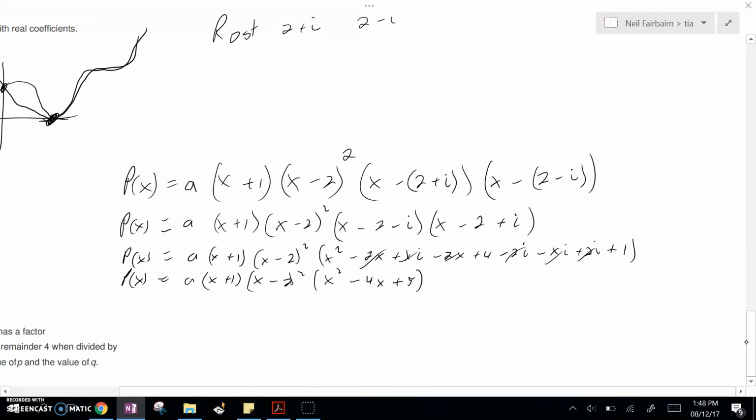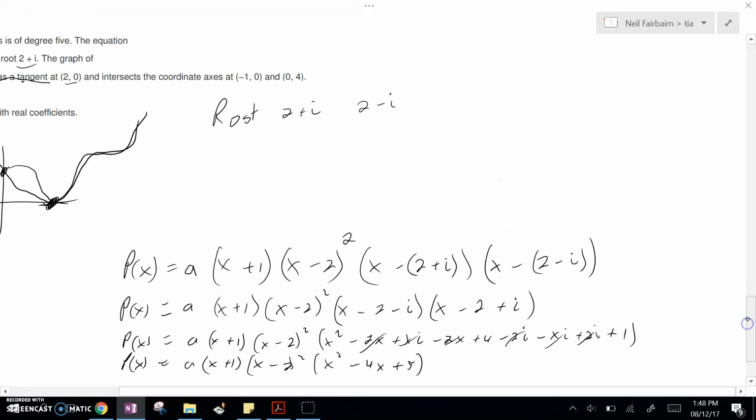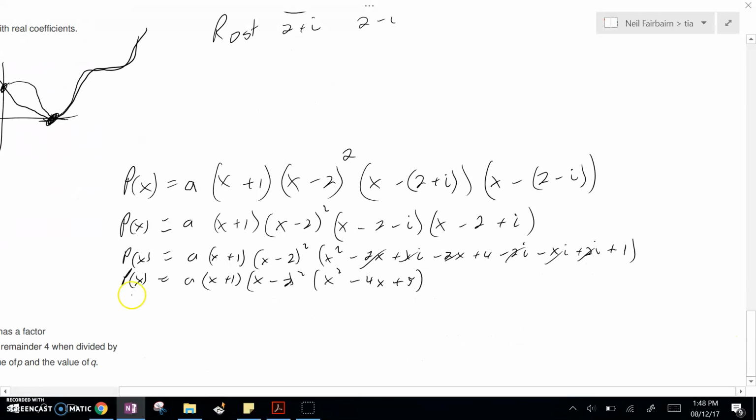Okay, we're almost there. The only thing we have to do now is find the a value. So, let's go back to our question. Do we have any more information? Oh, we've got the point (0, 4). So when x is equal to 0, y is equal to 4. So 4 is equal to a times 1 times (-2) squared times 5. 4 times 5 is 20, so 4 divided by 20 is 1/5, so a is equal to 1/5.